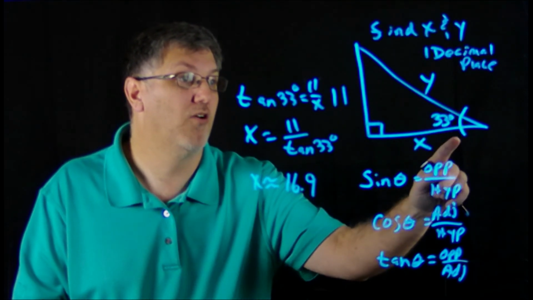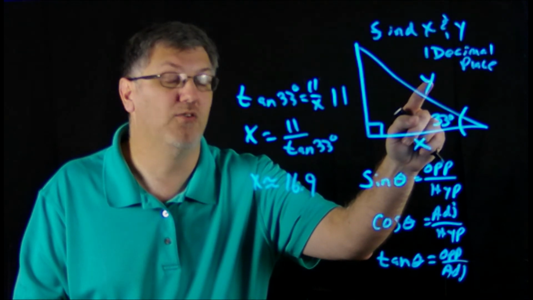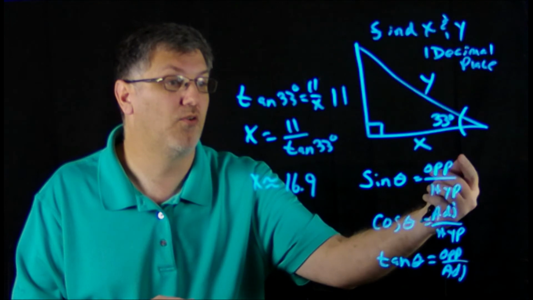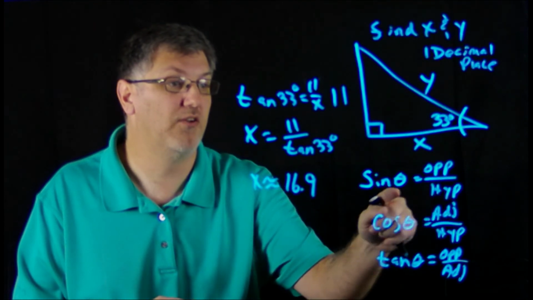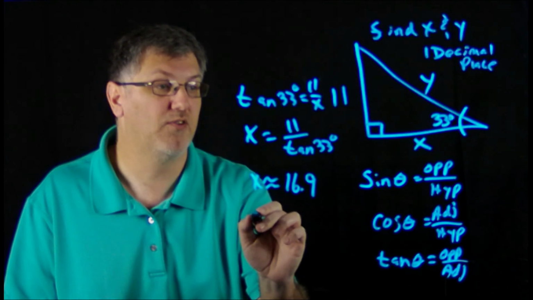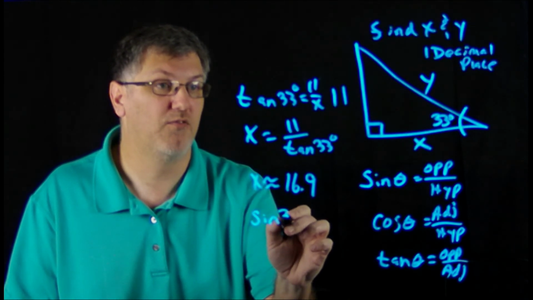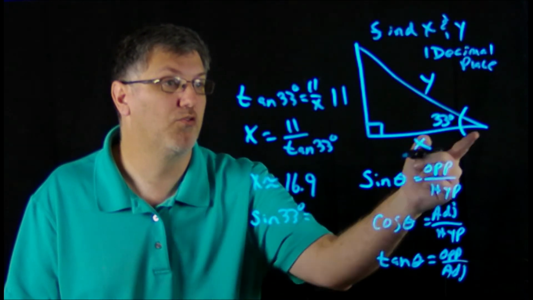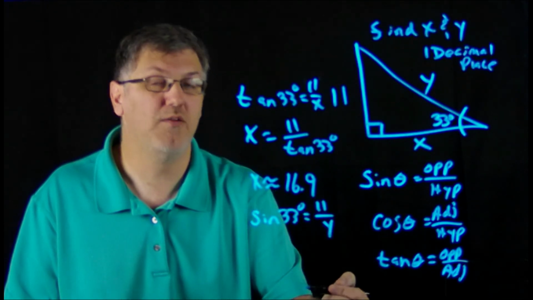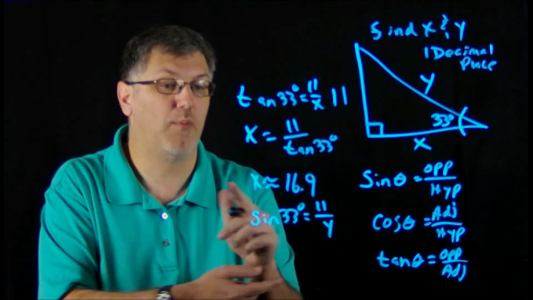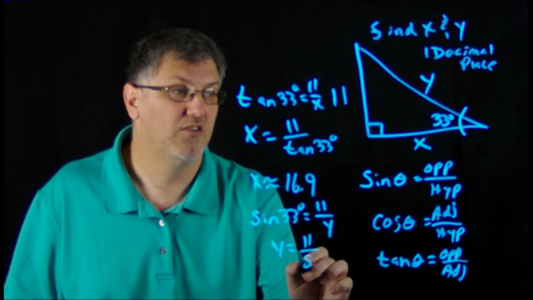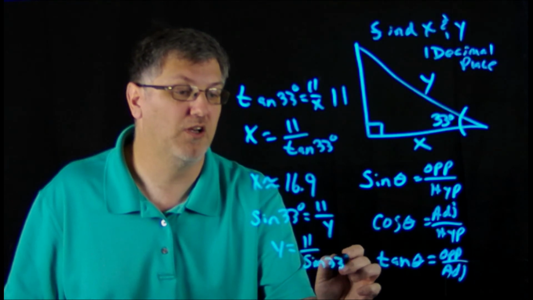We're going to look at y. Okay, y is my hypotenuse. I have the opposite. So opposite over hypotenuse, that's my sine. My angle's 33 degrees, and I'm just going to plug everything in. I'm going to have sine of 33 degrees equals my opposite, which is 11, over my hypotenuse, which is y. From there, I can just swap those out, and I'm going to get y equals 11 divided by sine 33 degrees.